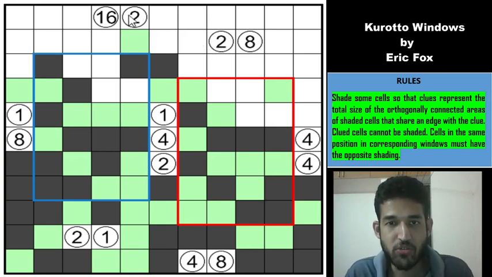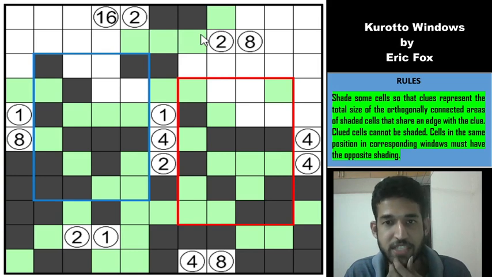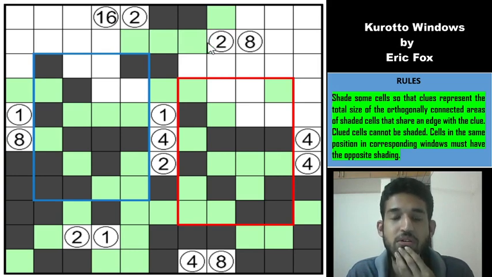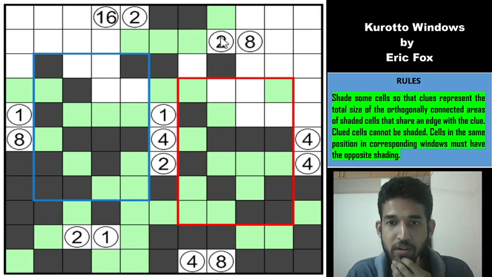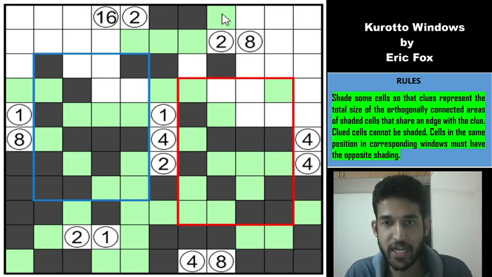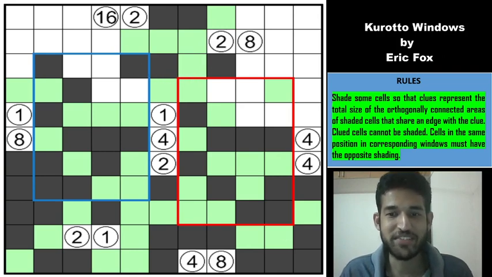And now this 2 clue would have to be satisfied. Only way to do that is this way. It cannot come down, so these cells are unshaded. 2 is satisfied now. So this 2 clue would have to come down because there is no way these both are unshaded, so this would have to be shaded, and it cannot connect to the left because it becomes 4 in value, so this is unshaded. Beautiful, guys. Now the 16 clue is done.